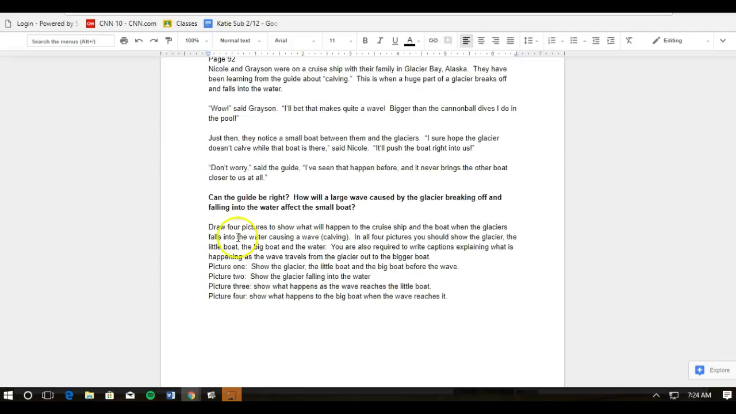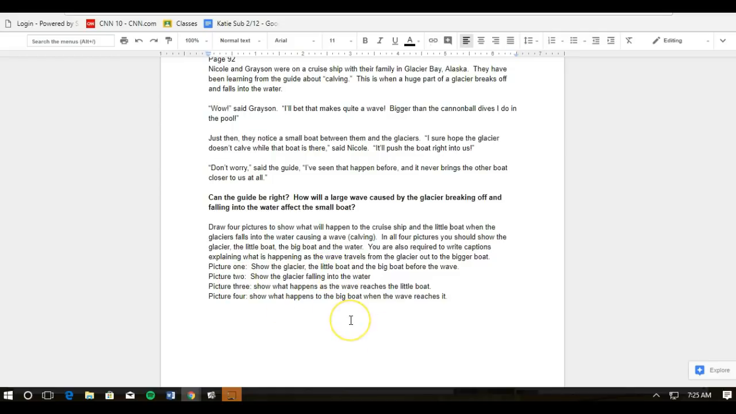So for your left-hand assignment, I want you to draw 4 pictures on page 92. Draw 4 pictures to show what will happen to the cruise ship and the little boat when the glacier falls into the water causing a wave, which is calving. In all 4 pictures, you should show the glacier, the little boat, and the big boat, which is the cruise ship, and the water. You are also required to write captions explaining what is happening as the wave travels from the glacier out to the bigger boat.